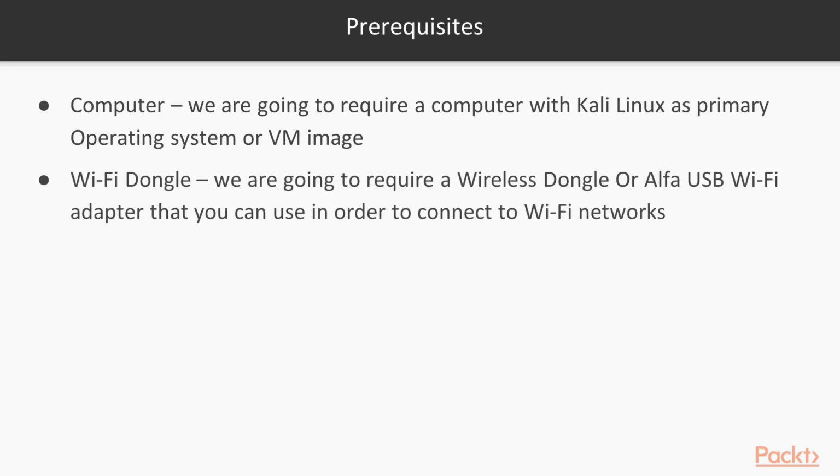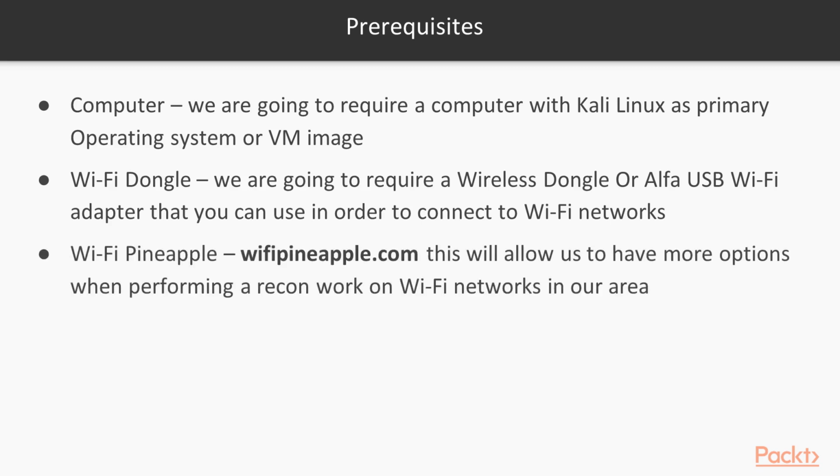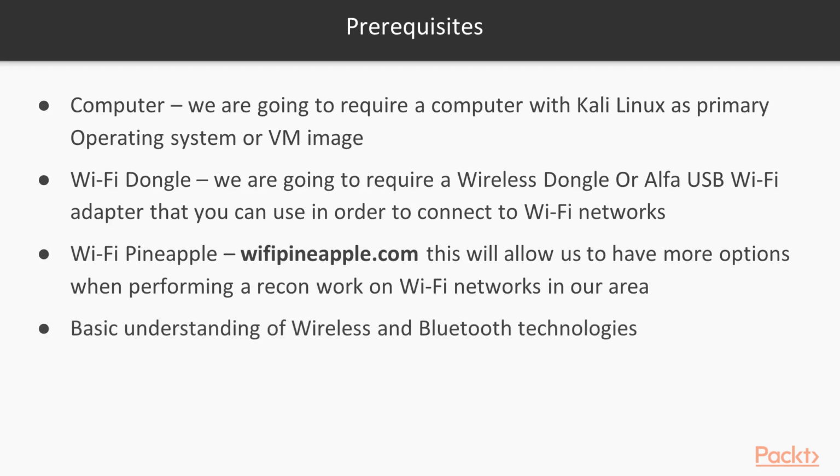So a Wi-Fi dongle is the primary device that is required so that we are able to inject packets in the wireless technology. And it's also good to have, though not mandatory, a Wi-Fi Pineapple, which will allow us to have plenty more options for performing reconnaissance on Wi-Fi networks. You also need to have a basic understanding of wireless and Bluetooth technologies. And a mobile device with Bluetooth enabled is also required as part of your prerequisites.